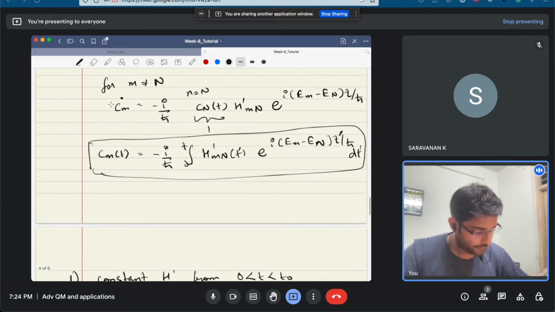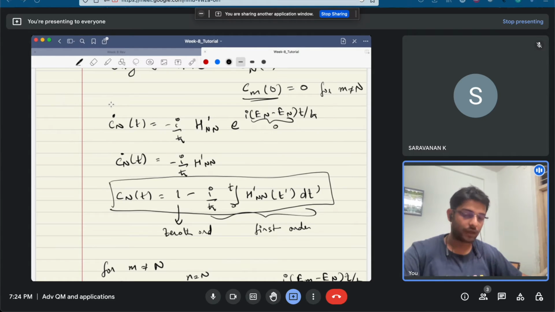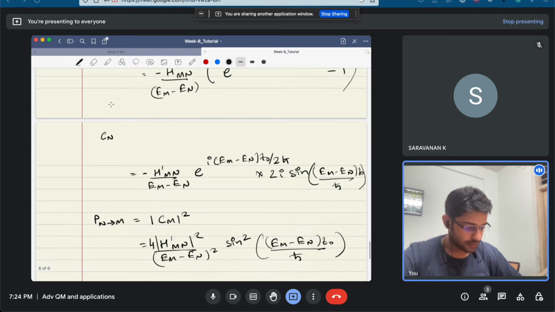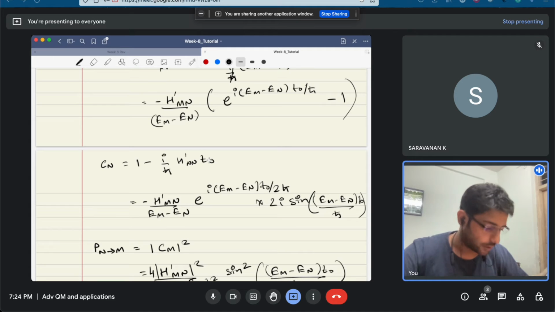So what we have found out from here is that cn is 1 minus i by h bar integral of H prime dt prime. Your H prime is independent of time, so it comes out and you only get a t factor. This is straightforward. It is nothing but 1 minus i by h bar H prime nn t naught, since the integral goes from 0 to t naught.